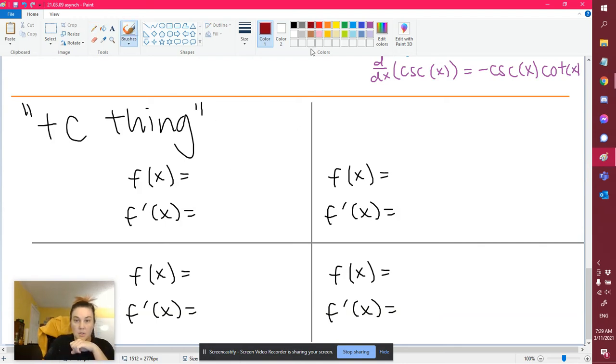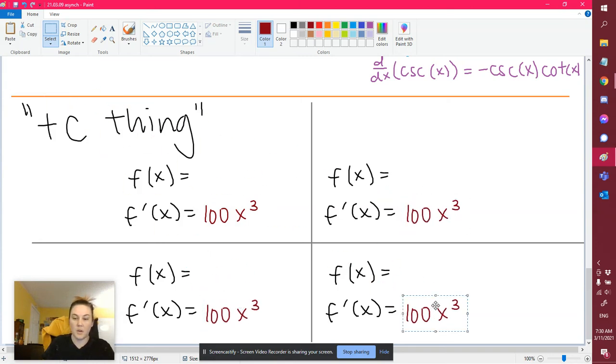Okay, so what if we have that the derivative of some mystery function is, oh, I just don't know, 100x cubed, right? I say, what is the antiderivative? How do you do the derivative backwards here? How do you find a function whose derivative is 100x cubed? And I'm going to go ahead and paste that a few times, because we're going to have a bunch of different answers.